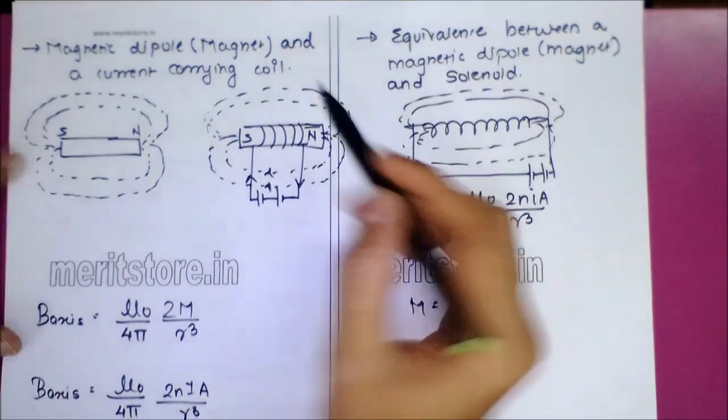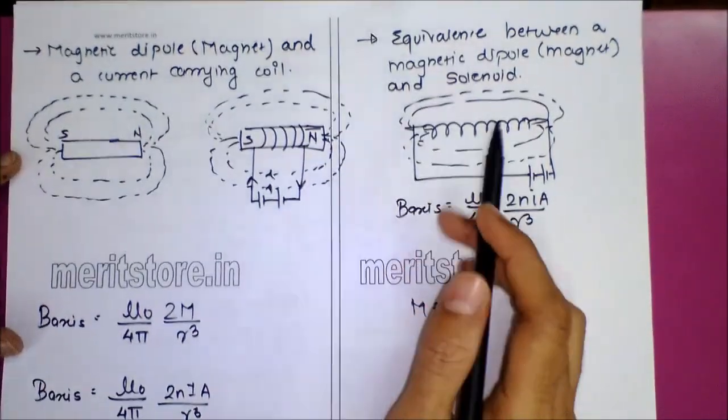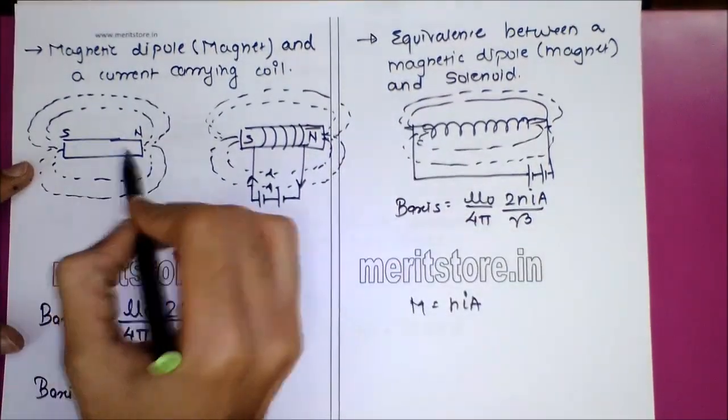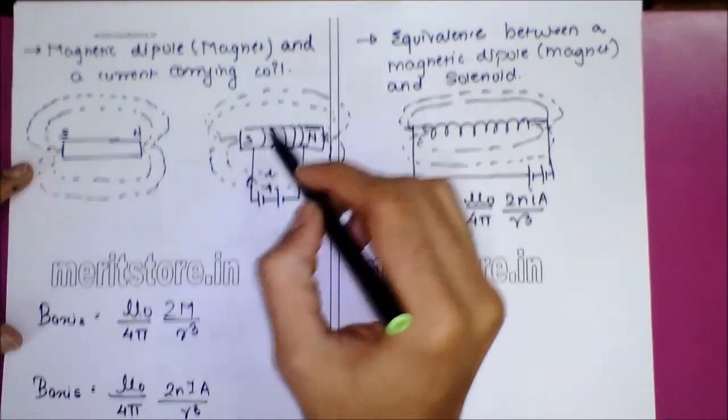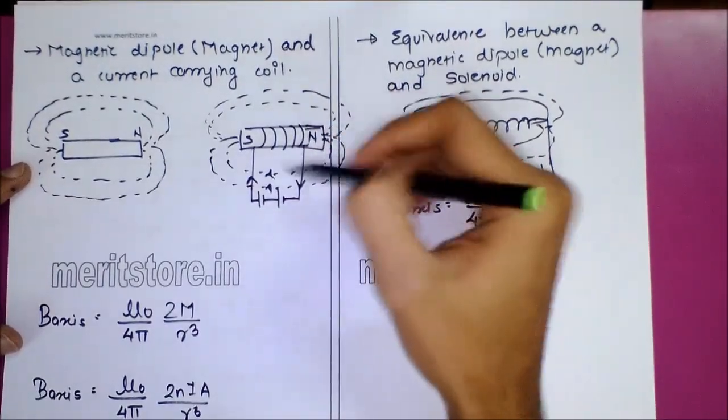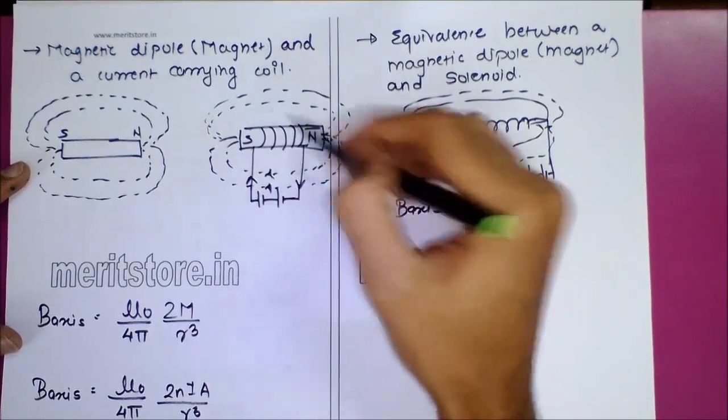Here we'll be dealing with the magnetic dipole, and the equivalence between the magnetic dipole and the current carrying coil. There are two things which we have here: one is the magnet, and the other is a coil, a conductor which is coiled.